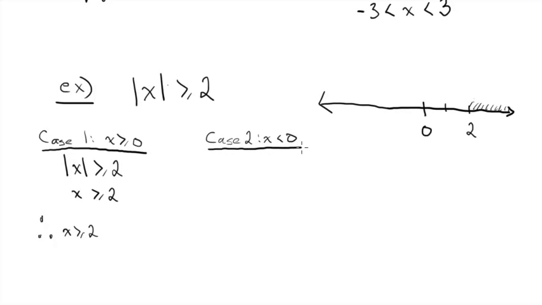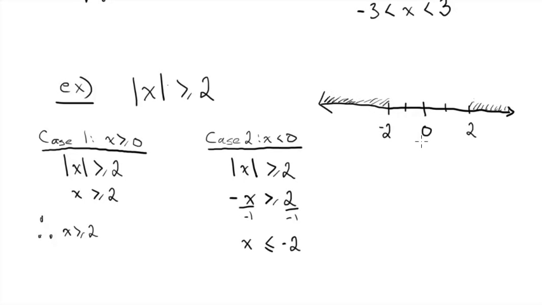In case 2, x is negative. That means the absolute value of x is bigger than or equal to 2. Remember, now x is a negative number, so the absolute value of x becomes negative x, bigger than or equal to 2. And if we want to solve for x, we divide both sides by negative 1. You have to reverse the sign. So 2 divided by negative 1 is negative 2, so x is less than or equal to negative 2. So x is less than 0, and it's less than negative 2. Well, that's just the interval less than or equal to negative 2.